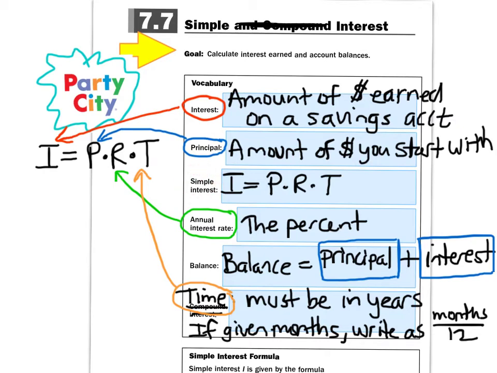And then the simple interest formula, I just wrote it again here. Now the R, the annual interest rate, is always a percent that they're going to give you. And then the T stands for time. Now here's the deal, the time must be in years. If they give it to you in months, you need to write it like a fraction, the number of months over 12. The only other thing we're going to run into is balance. The balance in your account is the principal, the money you started with, plus the interest that you earned. That would give you the balance.